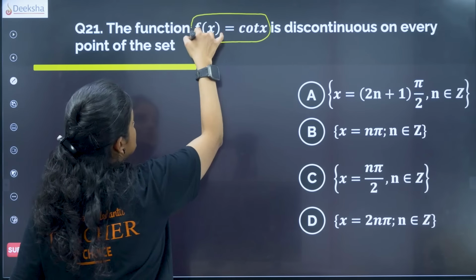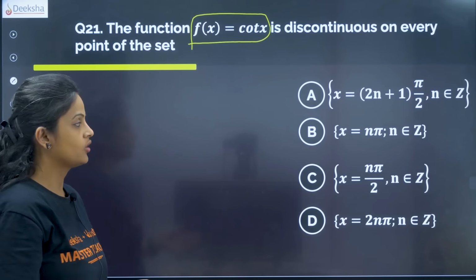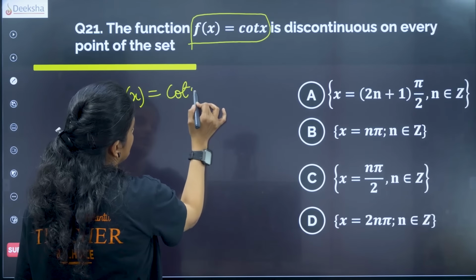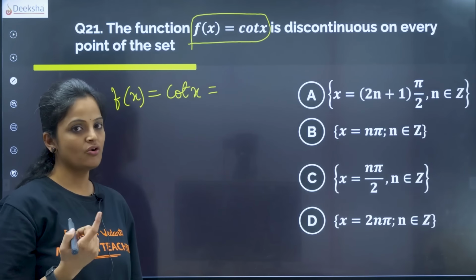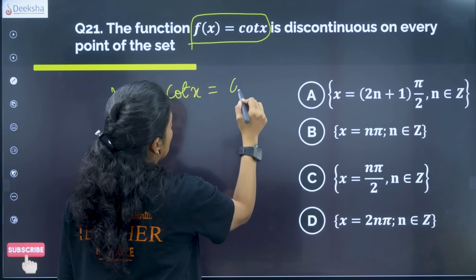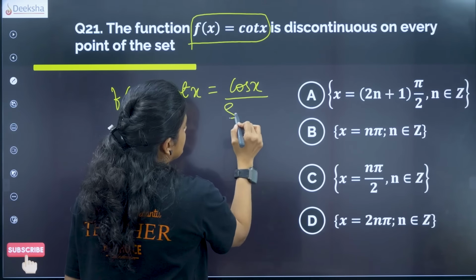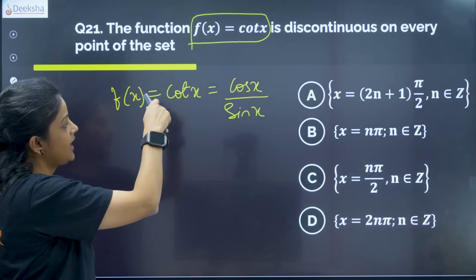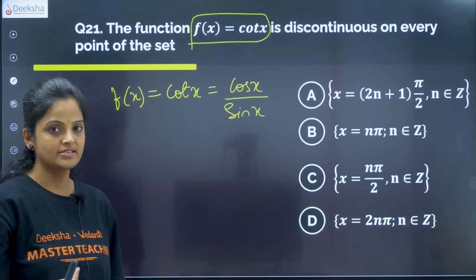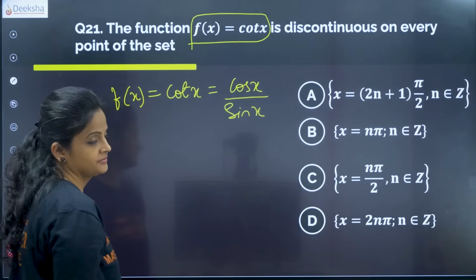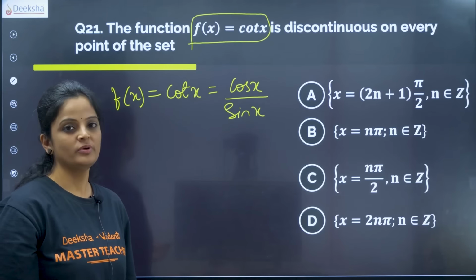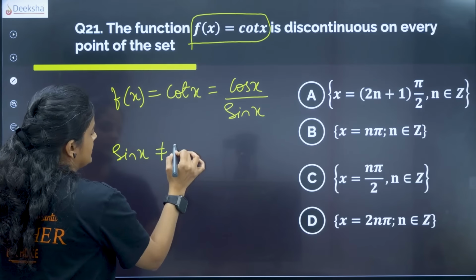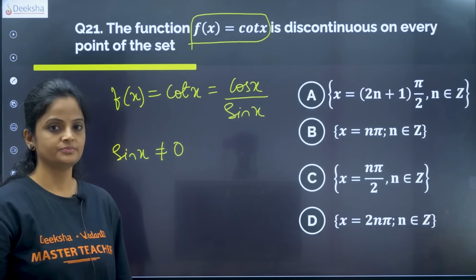And the simple function they have given, f of x is equal to cot x. If they give f of x equal to cot x, you don't have to see the graph. Graph is the one option you have, but cos by sine is the easiest way we have, correct? When I can write that cot as cos by sine, the denominator is sine, and we know the denominator should not be equal to 0, right? We know that. So in this I can write sin x shouldn't be equal to 0, right?